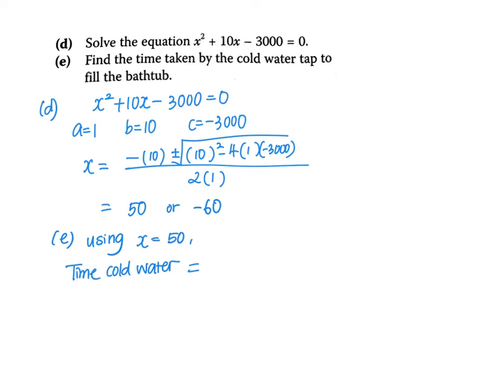So time taken by the cold water tap will be the capacity. The whole thing is 1200 liters, and cold water is 50 plus 10. So that will give me a total of 20 minutes. Have you gotten the answer?